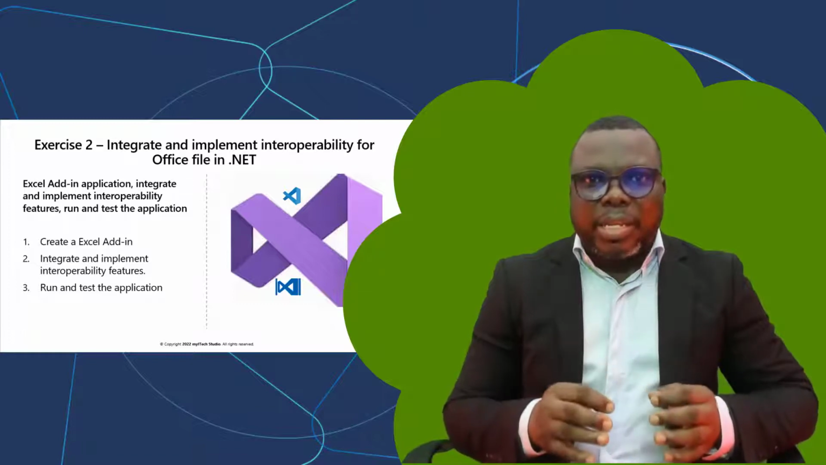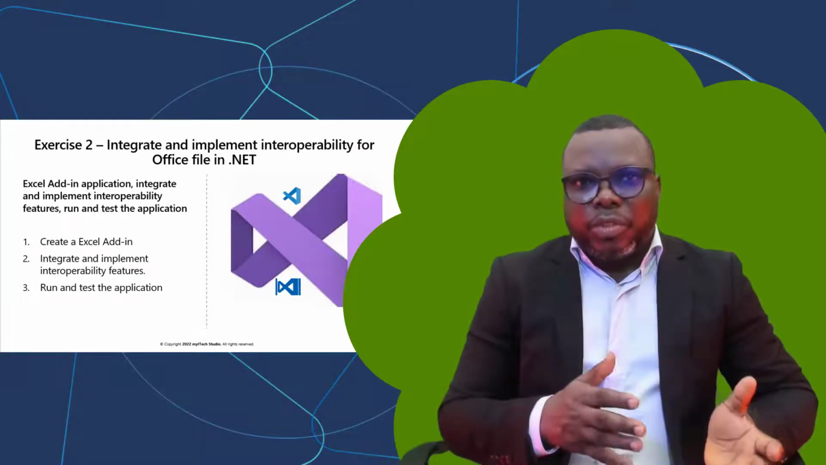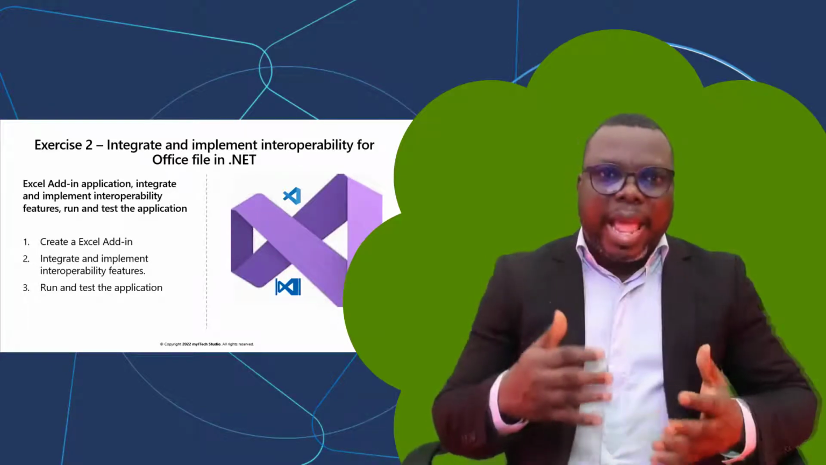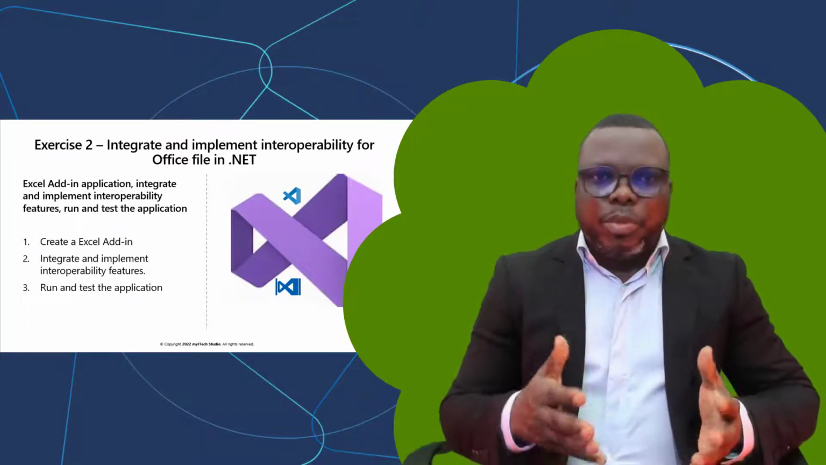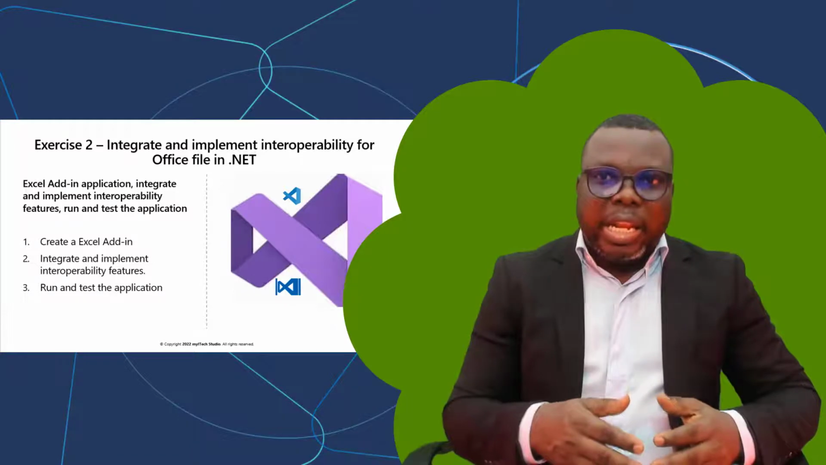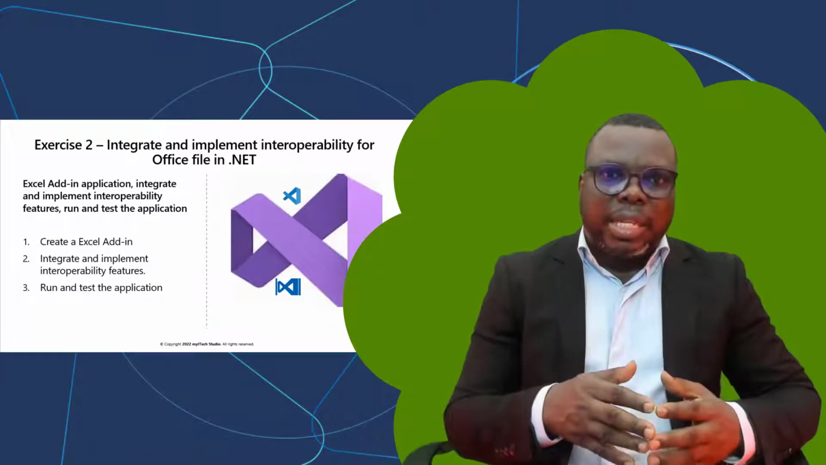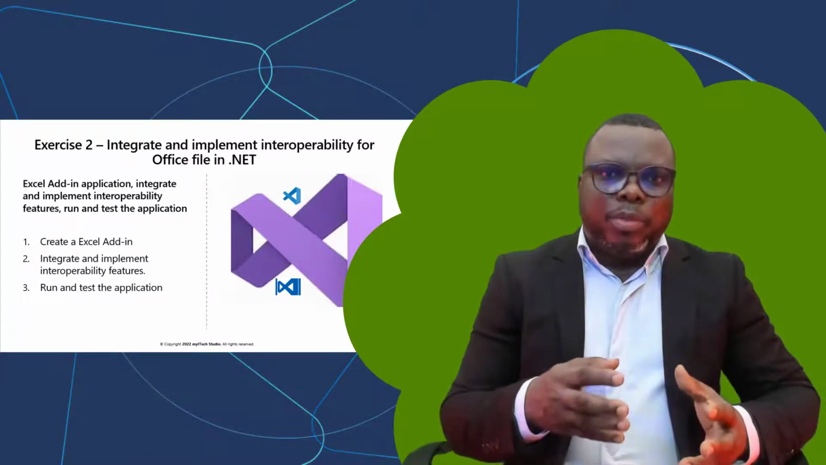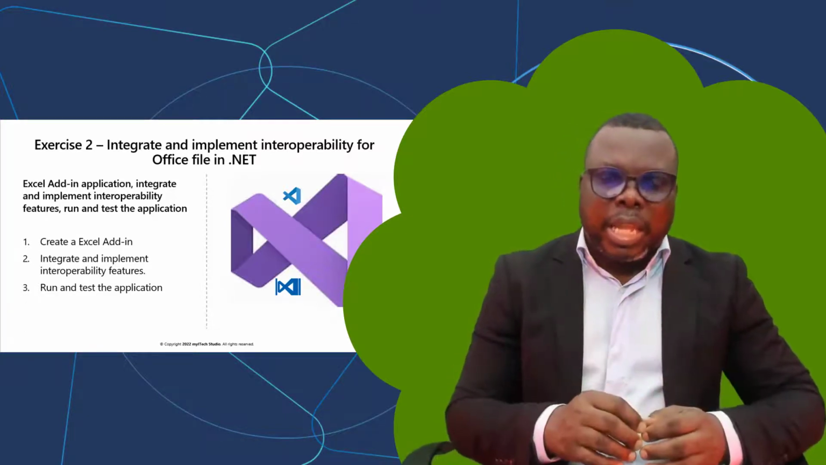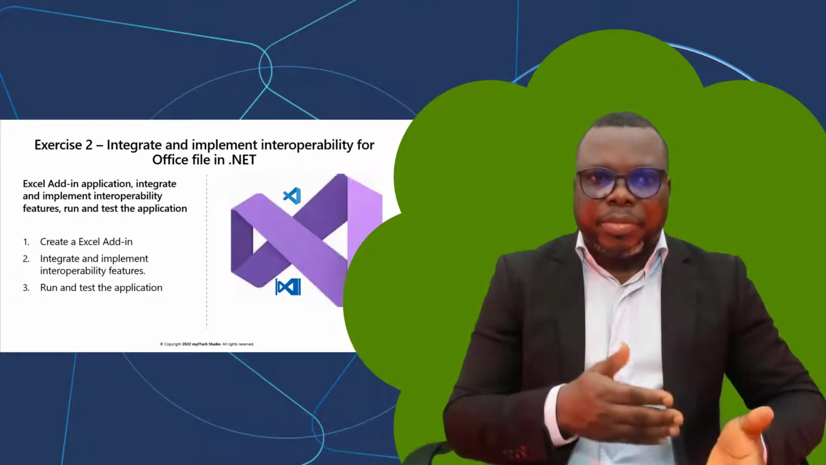Exercise 2: integrate and implement interoperability for Office files in .NET. It will be a continuation from exercise 1. After completing this exercise, you will be able to create an Excel add-in. You'll be able to integrate and implement interoperability features like column width logic and inputting data into an Excel workbook. Then we'll run and test the application. Also, we'll be able to add features into Microsoft Office Word right from the same application. The prerequisites for this exercise are the same as the previous exercise.